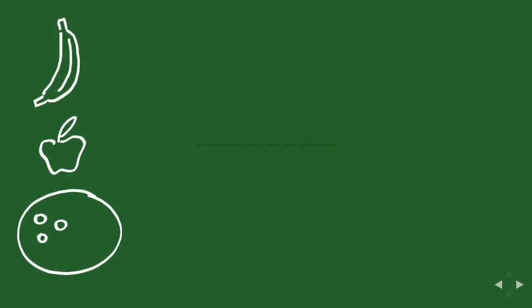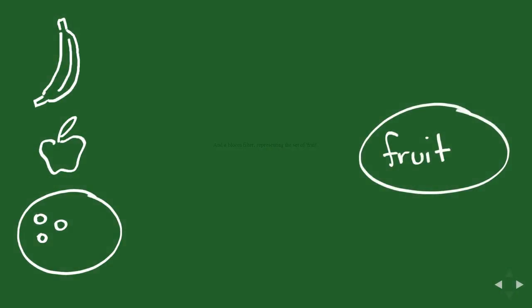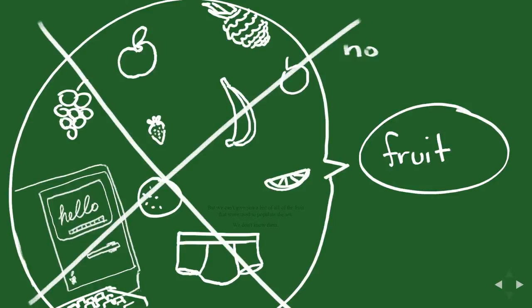Like if we have three objects, banana, apple, and bowling ball, and a bloom filter representing the set of fruit, we can use the set to determine that banana and apple are fruit, and that bowling ball is not fruit. But we can't give you a list of all of the fruit that were used to populate the set. We don't know them. We've discarded them.